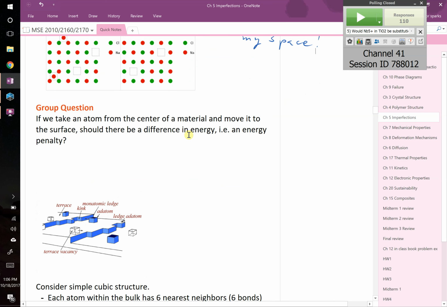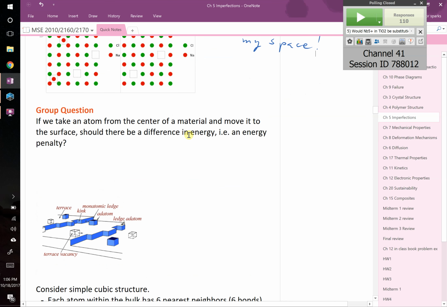All right, how about this? Group question. If you take an atom from the center of a material and you move it to the surface, should there be a difference in energy? What do I mean by that?